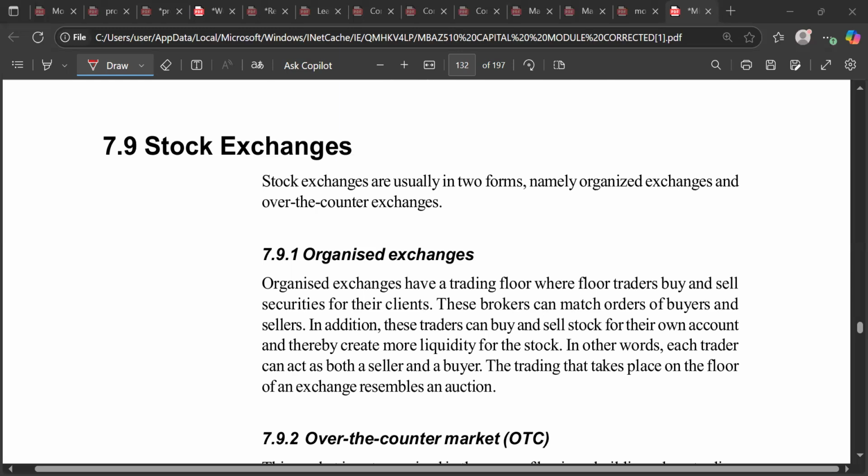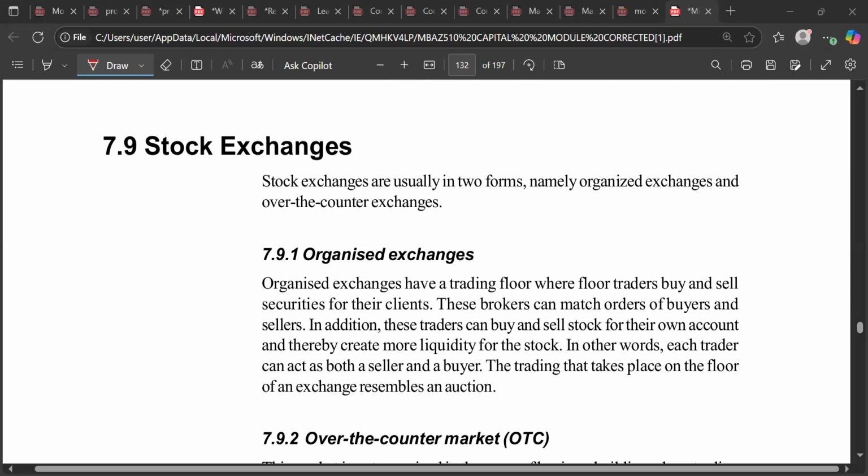Now, if you look at the comparison basis. On the aspect of transparency, the organized exchange has a high transparency level, whereas the over-the-counter has a low transparency level. Liquidity on the organized exchange is high. In the OTC, it's variable, can be high, can be low. Regulation in the organized exchange is strong. In the over-the-counter, it's weaker.